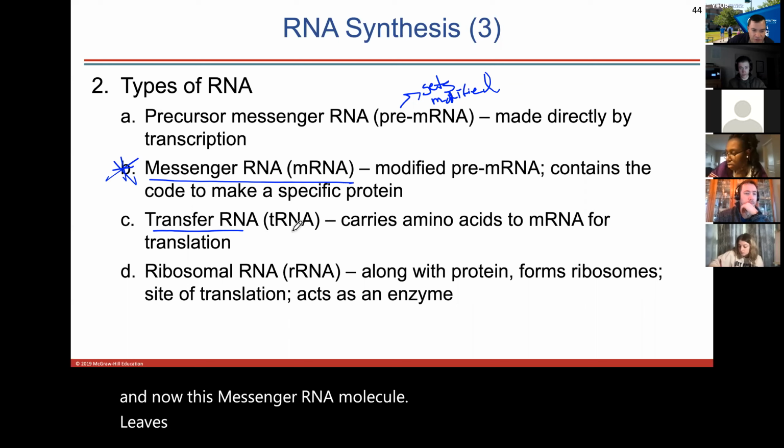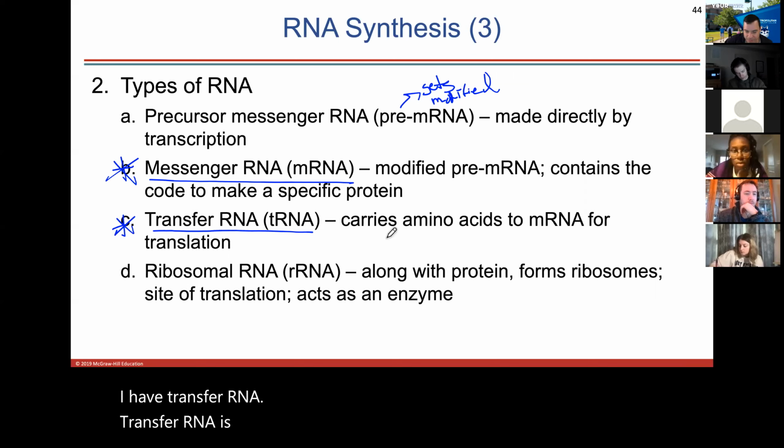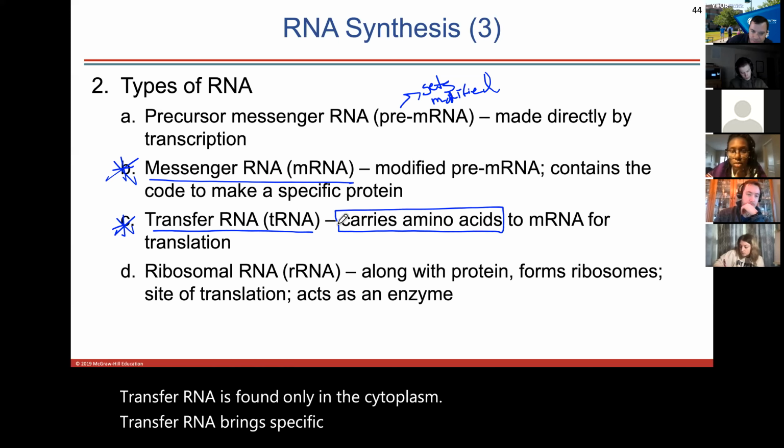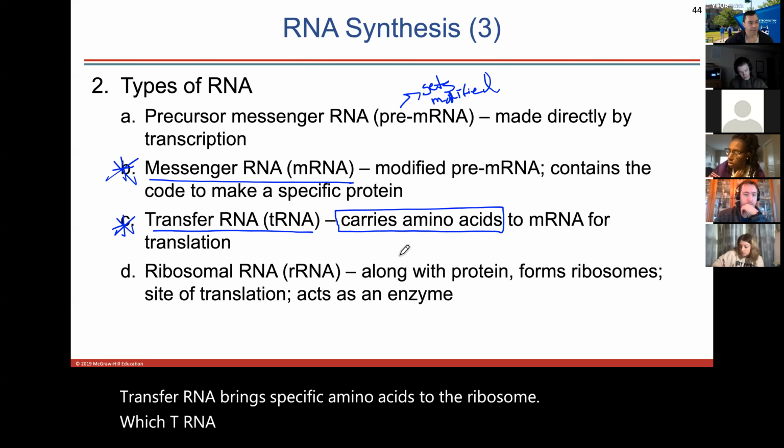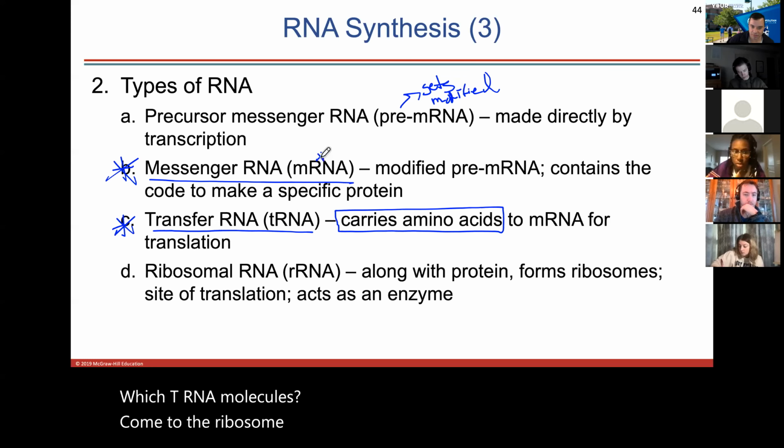I have transfer RNA. Transfer RNA is found only in the cytoplasm. Transfer RNA brings specific amino acids to the ribosome. Which tRNA molecules come to the ribosome is determined by what we read on that mRNA strand.